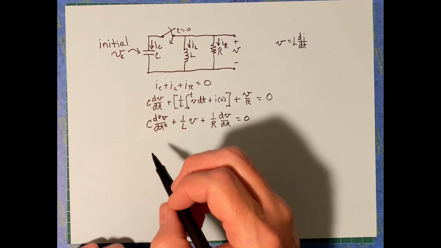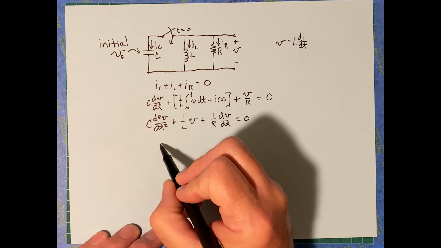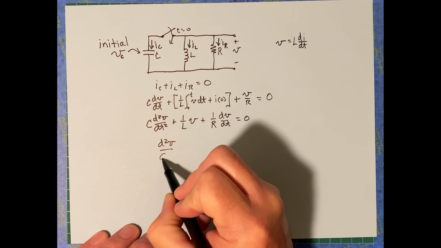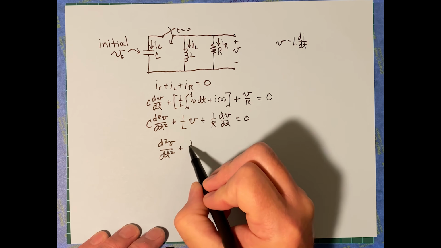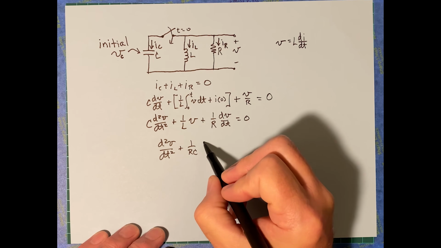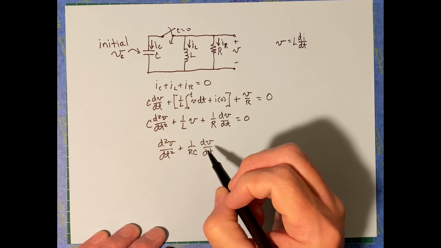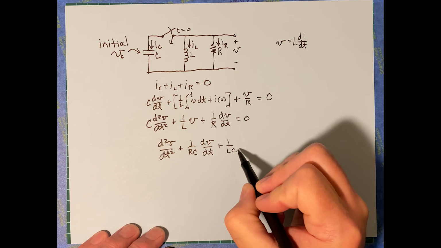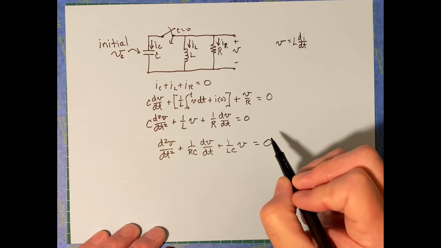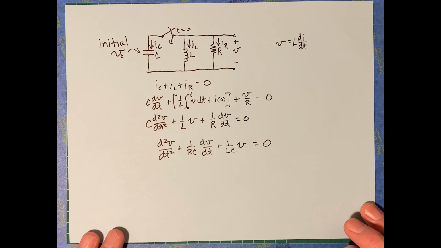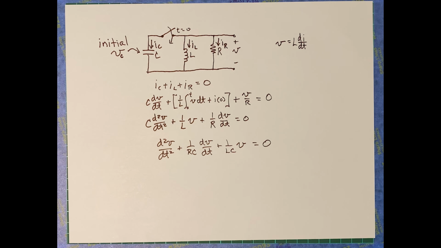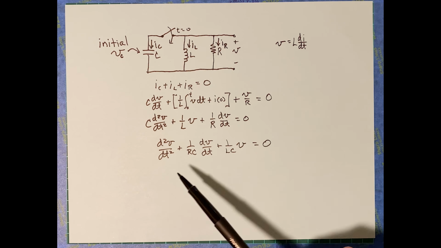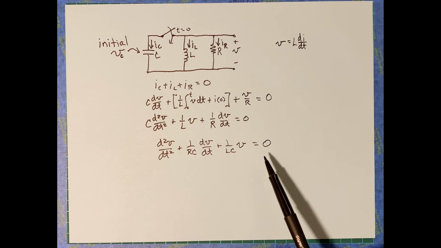I'm going to rearrange the terms here. Divide through by the C, and I've got d squared V/dt squared plus 1 over RC dV/dt plus 1 over LC V equals 0. Ask yourself, does that equation look familiar to you? Is it anything that we have seen so far in this class? If your answer is yes, then you don't know what you're talking about, because we've never seen this before in our class. This is a homogeneous second order ordinary differential equation.